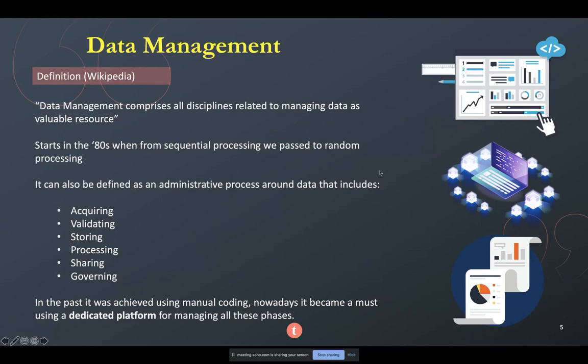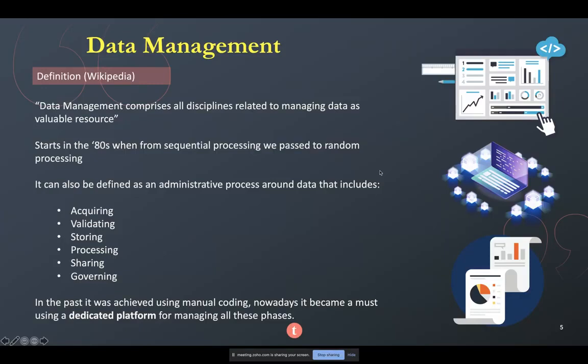And so we created kinds of storage that allowed us to access random locations, instead of needing to process data from the beginning until the end. And this is where data management came into place.